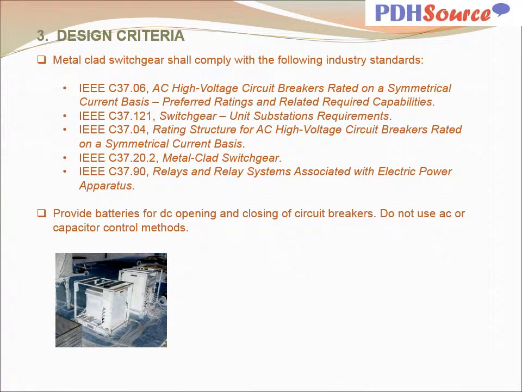Metal-clad switchgear shall comply with the following industry standards: IEEE C37.06 AC high voltage circuit breakers rated on a symmetrical current basis, preferred ratings and related required capabilities. IEEE C37.121 switchgear unit substations requirements. IEEE C37.04 rating structure for AC high voltage circuit breakers rated on a symmetrical current basis. IEEE C37.20.2 metal-clad switchgear, and IEEE C37.90 relays and relay systems associated with electric power apparatus.